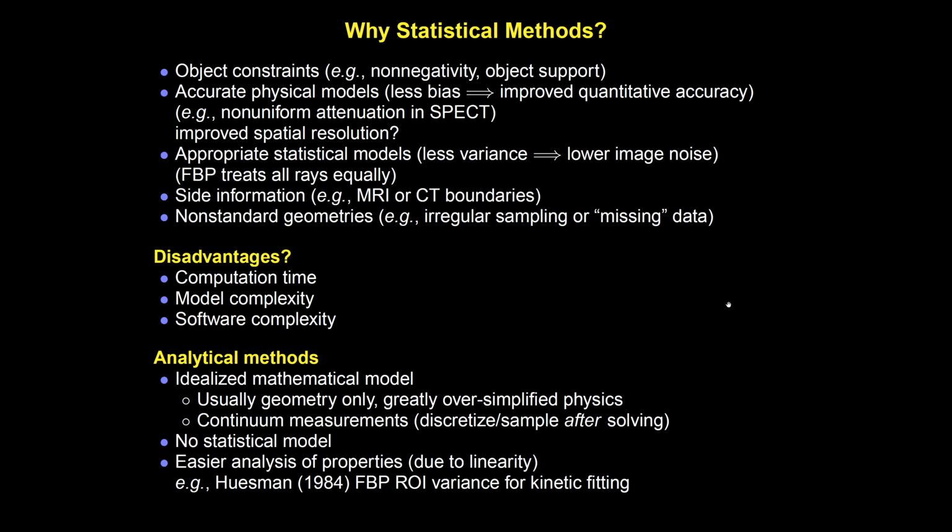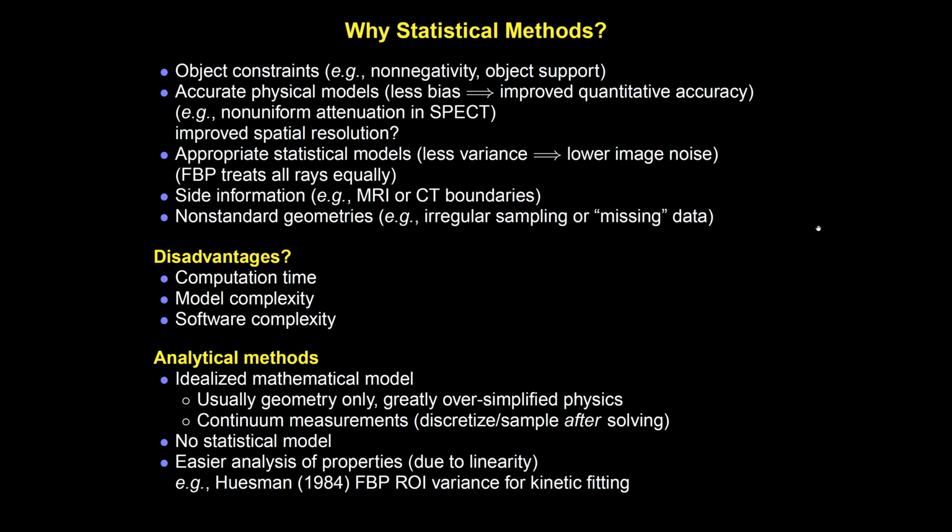Also, you can put in side information. If you do a PET reconstruction, you can put the MR or CT of the same subject into your reconstruction, because nowadays almost all the scanners are hybrid scanners, meaning that you have multiple different modalities, and you can use the information in one modality for another modality. And you can consider a lot of non-standard geometry.